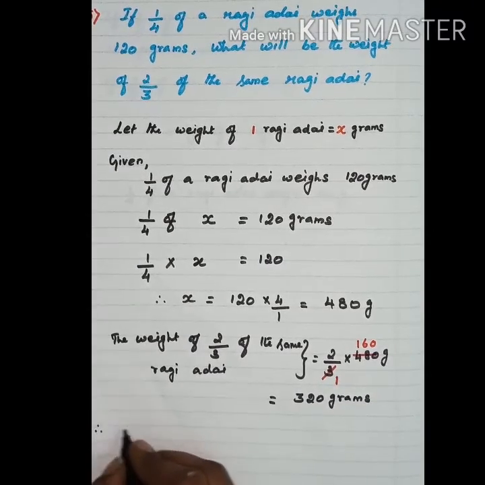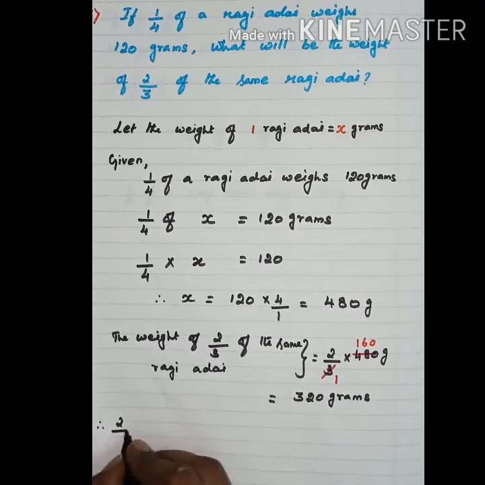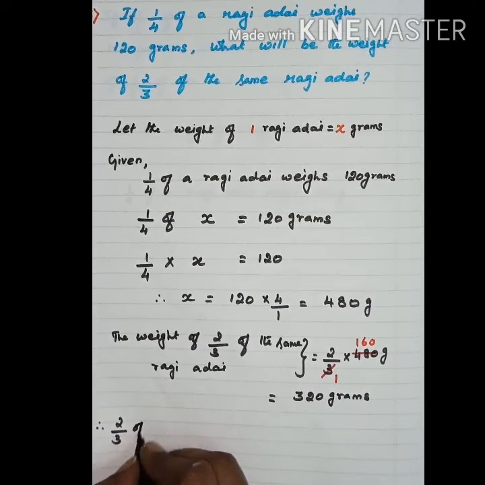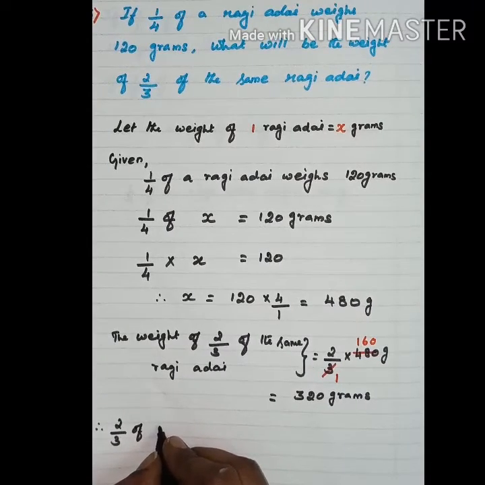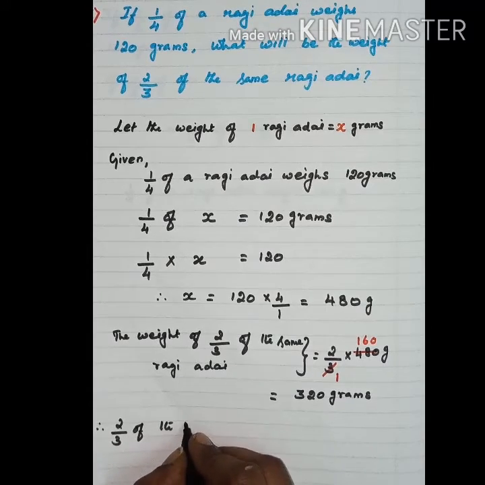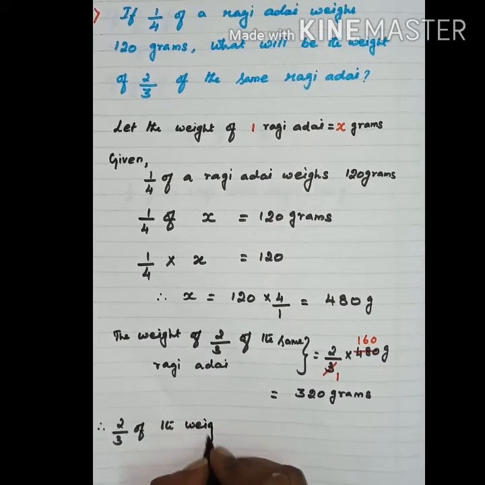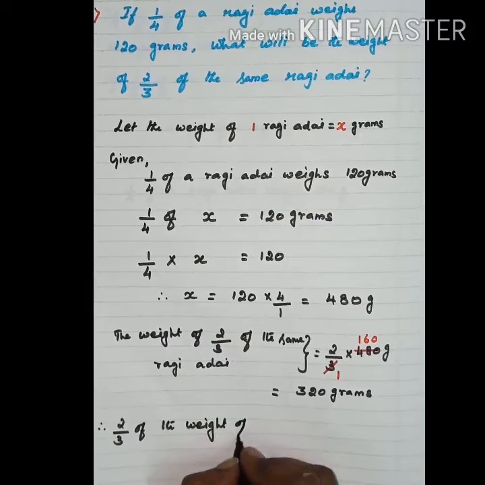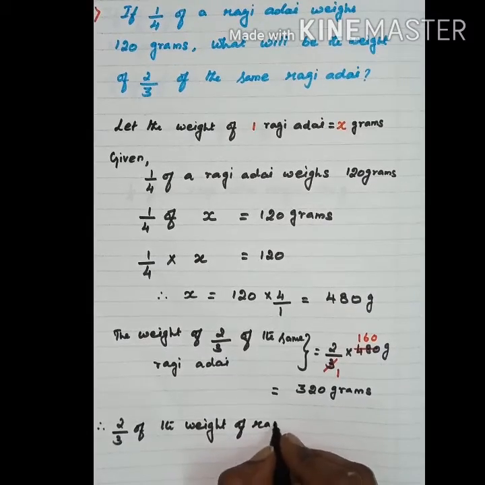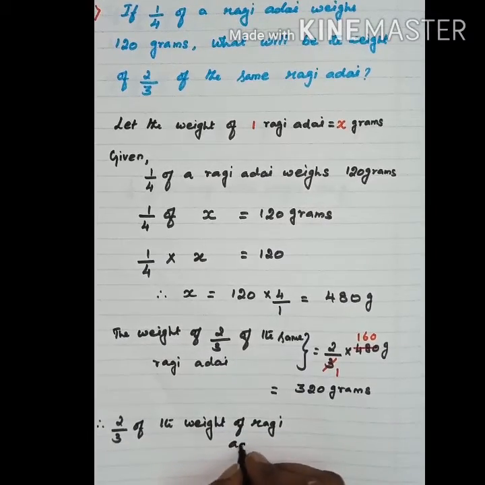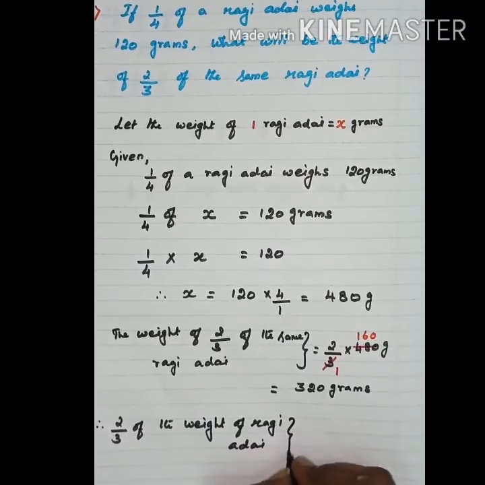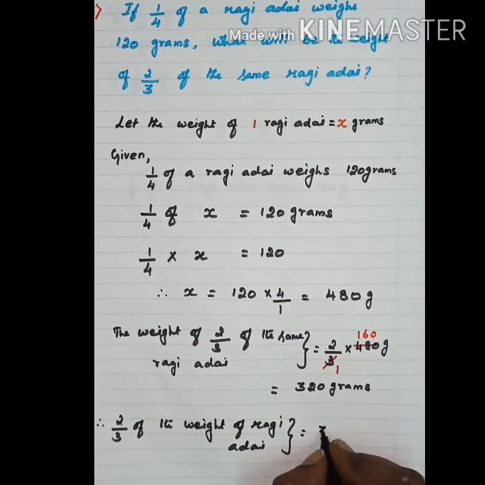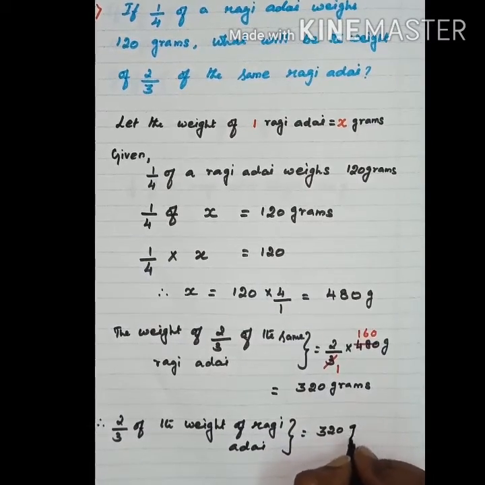Therefore, 2 by 3 of the weight of ragi adai is equal to 320 grams.